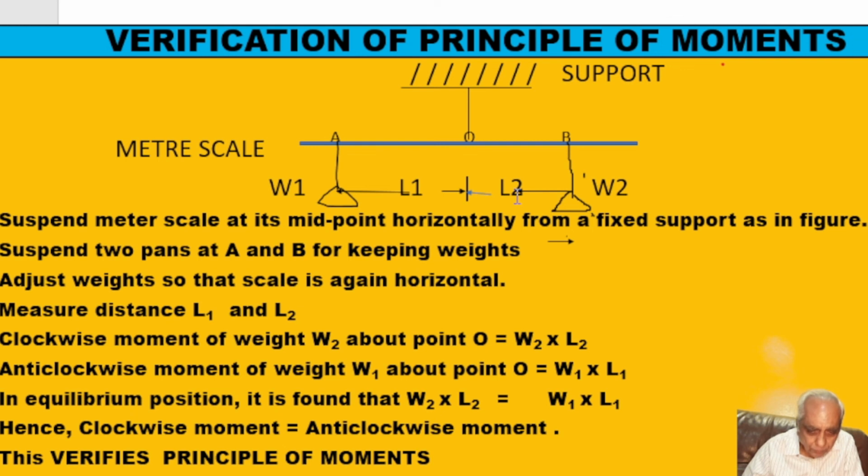W1 into L1 is in which direction? It is in anti-clockwise direction. W1 is acting down, so it is in anti-clockwise direction. And W2 into L2 is in clockwise direction. So, anti-clockwise moment is equal to clockwise moment, and the meter scale is in equilibrium. So, this verifies the principle of moment.